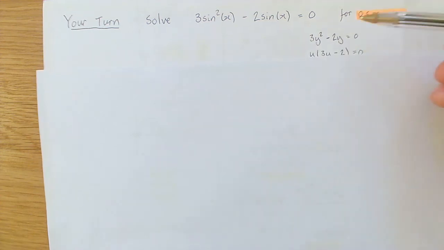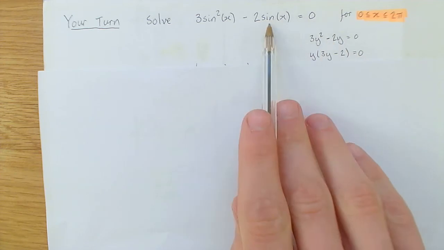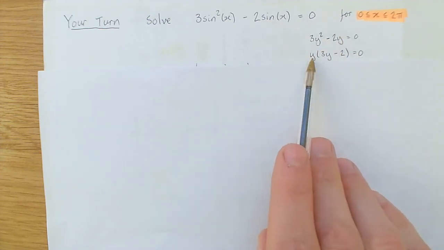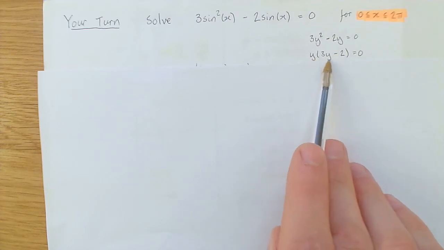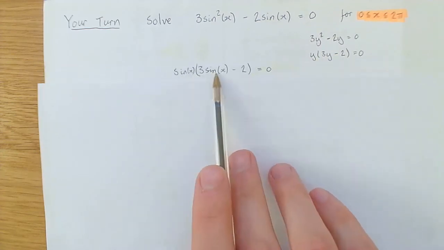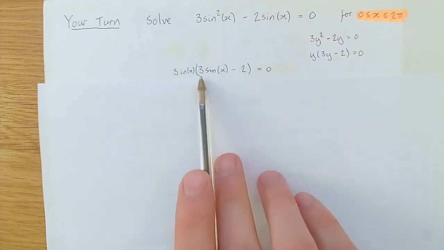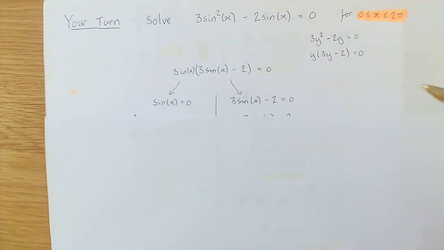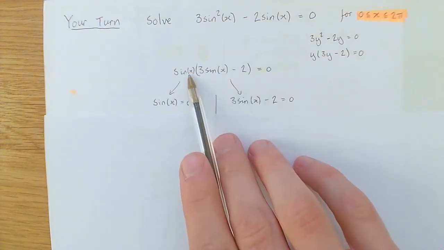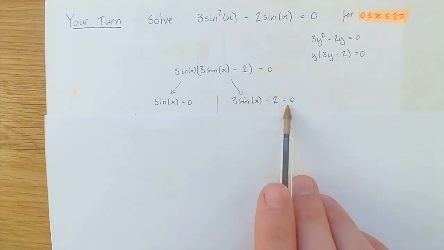So I've put it into algebra here. I've changed sines to y's. So that's 3y squared take away 2y equals 0. I've factorized out a y. And that's giving me this factorized form, which I've translated back into sines. So there's sine x in front of our bracket, 3 sine x, take away 2 inside our bracket. That either means that sine of x is equal to 0, or the bit in the bracket equals 0.